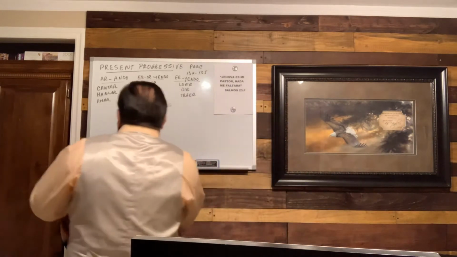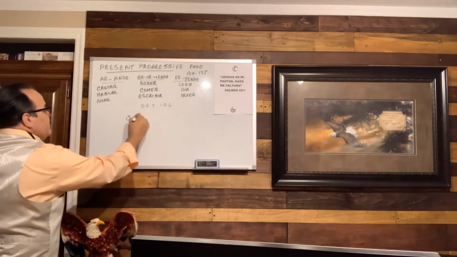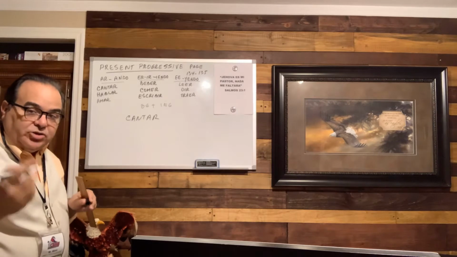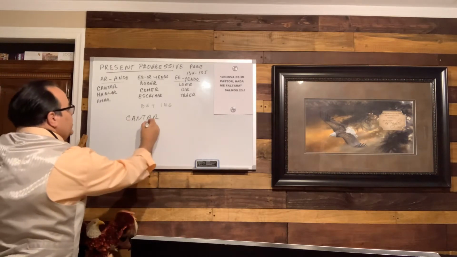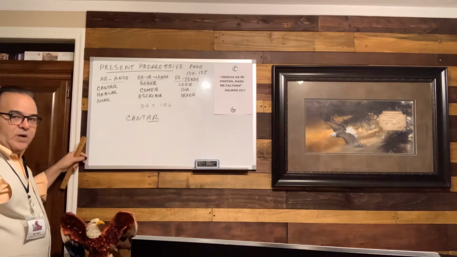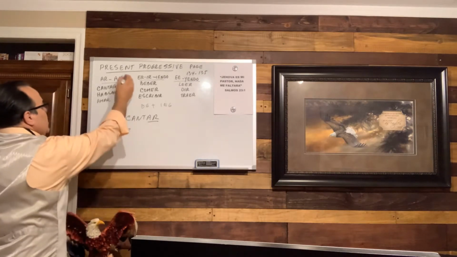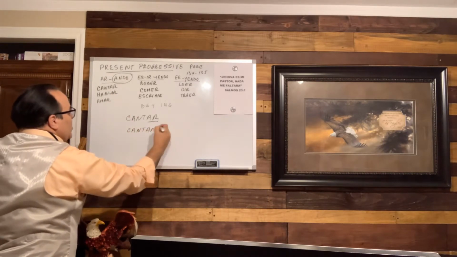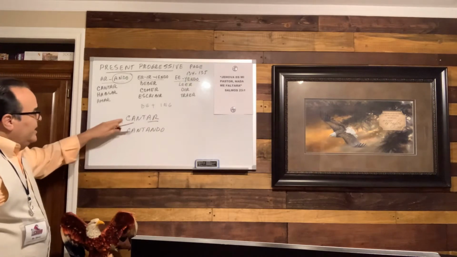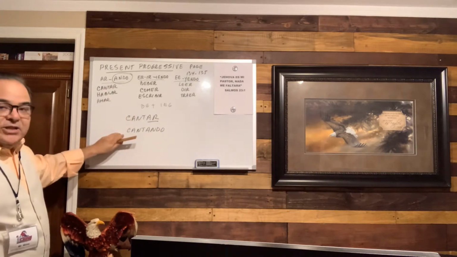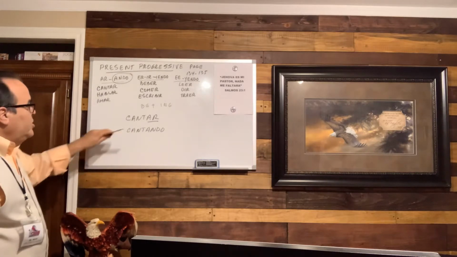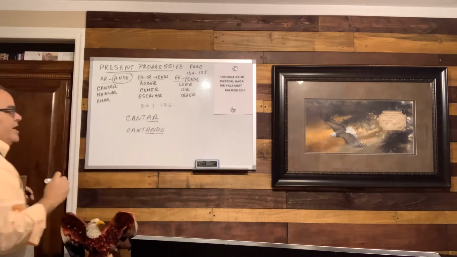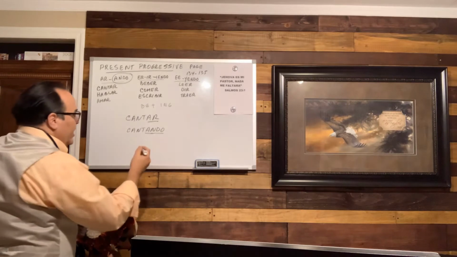For example, if I use the verb cantar, do you remember what cantar is? Cantar is to sing. Remember that we always have to take out the AR, and then we add ando. So it's cantando, singing. Cantar is to sing, cantando is singing. Because cantar has the AR ending, we add ando at the end.